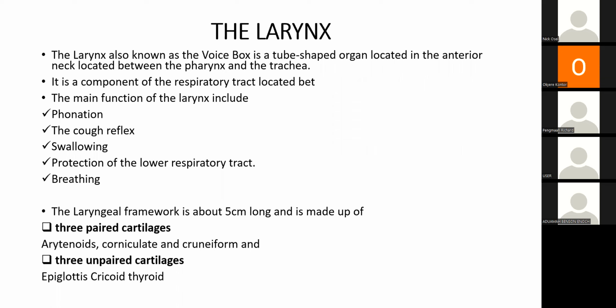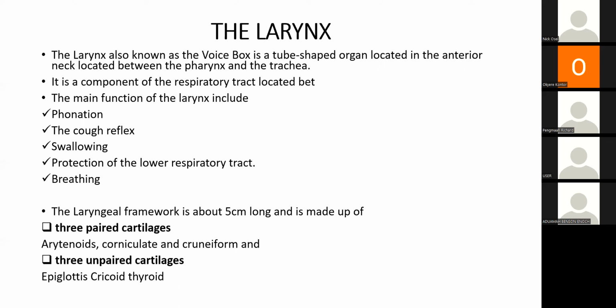So the larynx, which is known as the voice box, is a component of the respiratory tract located in the anterior neck. And the main function is for phonation. That is, now I'm using my larynx, my voice box, phonation. Cough reflex, swallowing, protection of the lower respiratory tract, and also for breathing. Because once the larynx is occluded, air will not be able to move from the nostrils into the lungs.